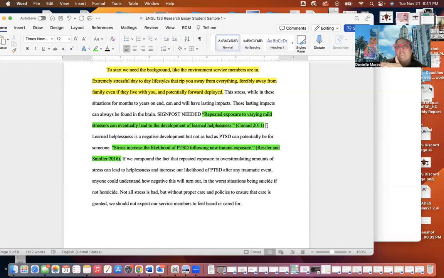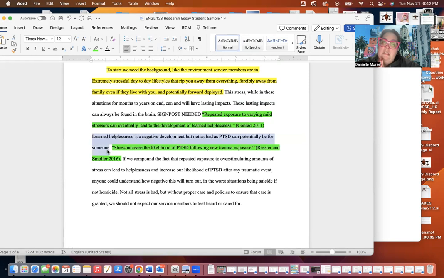What exactly the words from the quotation or even the paraphrase, whatever it is that you are putting in here, what does it mean? And how is it serving the topic sentence of the paragraph and the overall argument of the essay? That's not here. They just go on to say learned helplessness is a negative development, but not one that's as bad as PTSD. Tells me nothing.